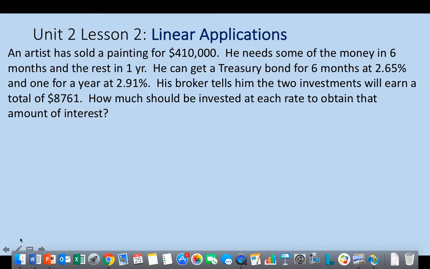All right, last one here. We've got an artist, and an artist is selling a painting, or sold a painting, for $410,000. Must be a really fancy painting.